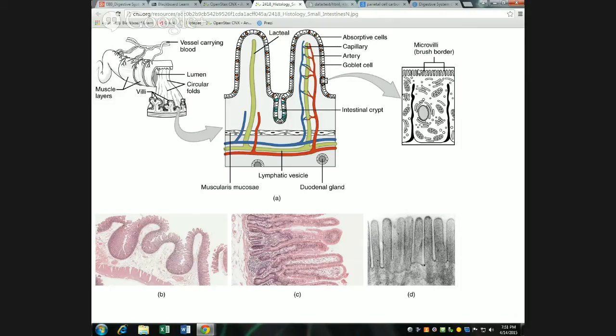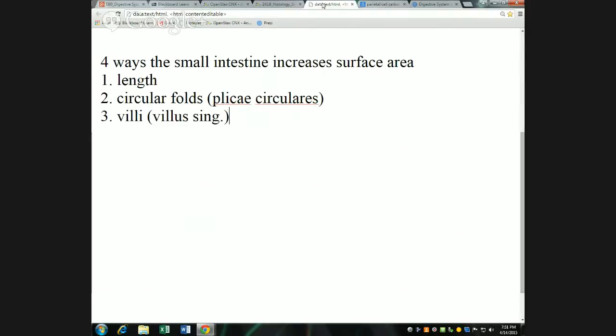This little fringe of microvilli here is also known as the brush border, which I mentioned earlier. There are brush border enzymes like sucrase, lactase, and maltase, which sit right on the edge of the cells there, breaking the nutrient molecules down their final step before they get absorbed into the cell. So that fourth way that it increases surface area are the microvilli.